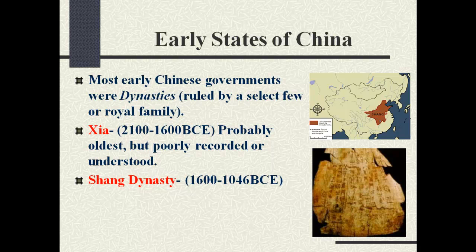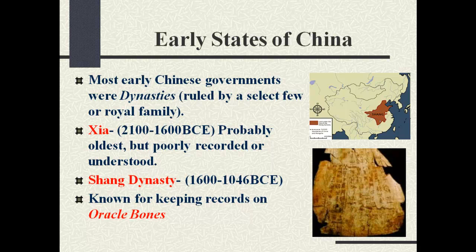You have the Shang dynasty from the 1600s to 1046 BCE, and they're known for keeping records on oracle bones. That could be in the form of bones from cattle or cows and the backs of turtles or turtle shells. They would record this information, and in the lower right hand corner we have an example of this.